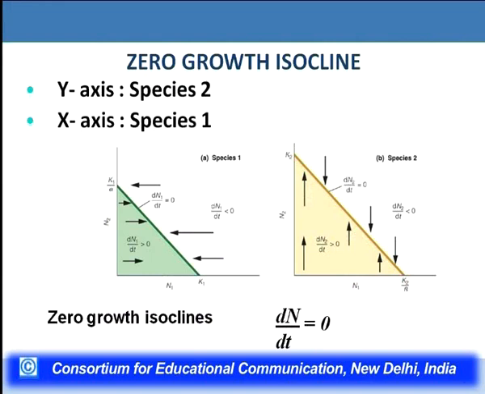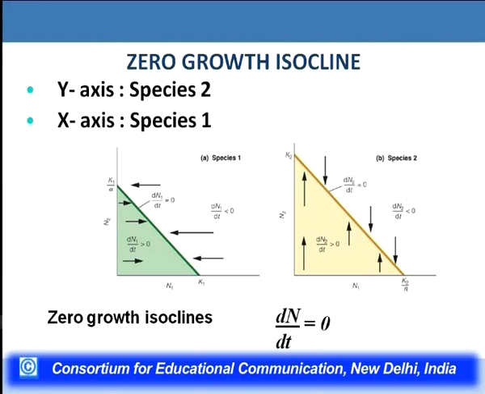Now moving further on, before we see how these four possible outcomes are possible, let us have a look at the zero growth isocline, or the graphs, of species 2 and species 1. Here we are representing species 1 on the x-axis and species 2 on the y-axis. Species 1 is represented by N1 on the x-axis, that is the number of individuals of population 1, and species 2 on the y-axis, that is the number of individuals of population 2.